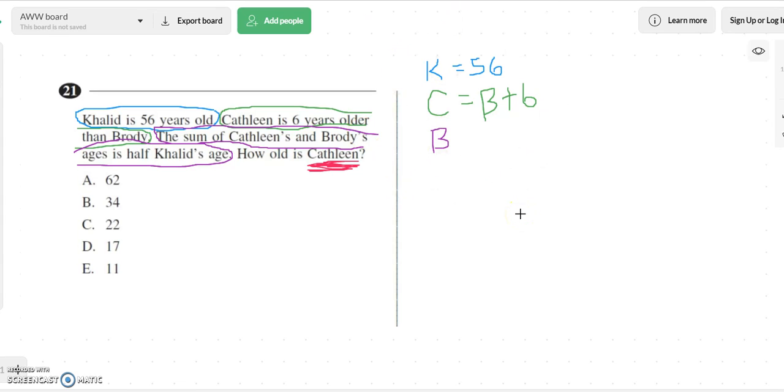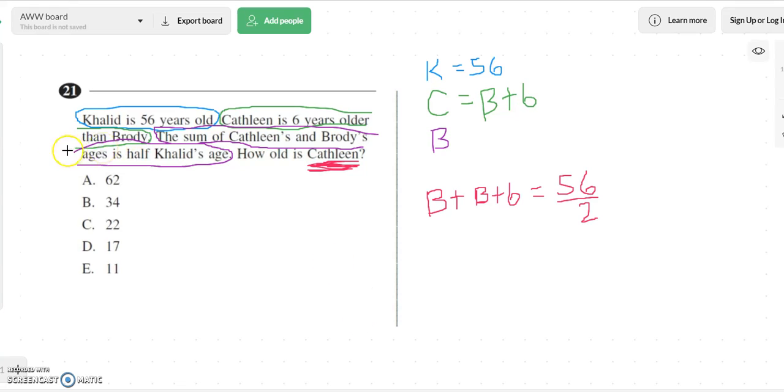So the sum of Brody plus Kathleen, this is Kathleen, is equal to half of Khalid's age. So he's 56, and we're going to take half of his age to get the sum of their ages.